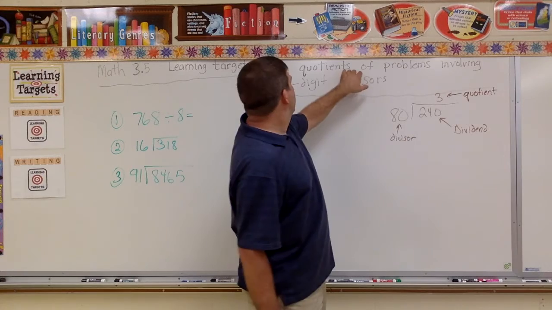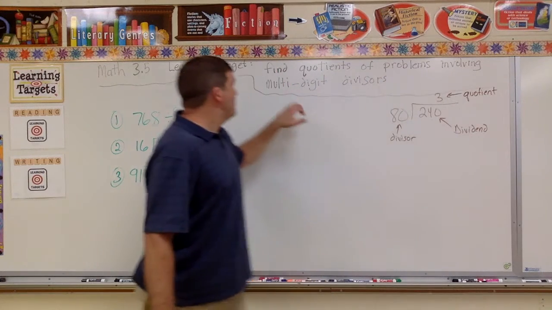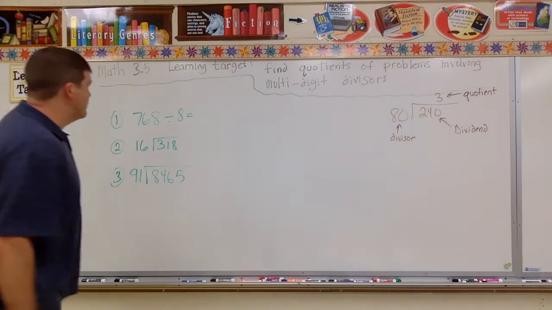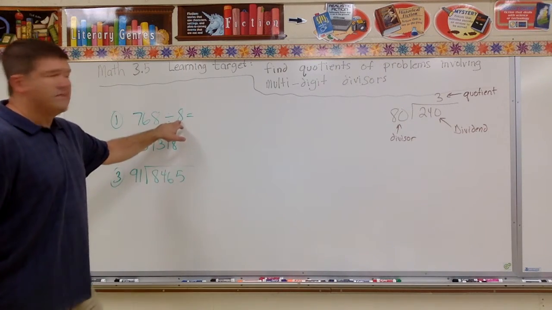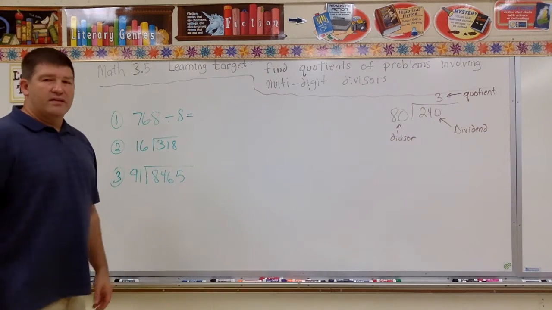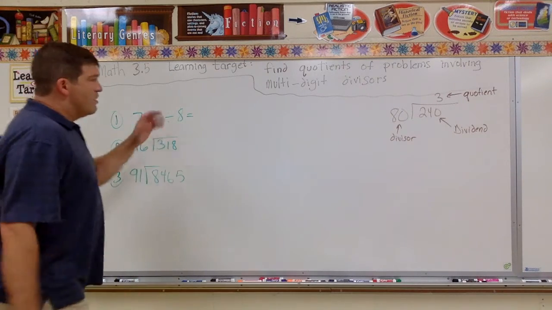All right. Find quotients of problems involving multi-digit divisors. Okay, so the divisor. This one actually has just a single-digit divisor, but that's going to be our warm-up. And then we have a couple that have multi-digit divisors. So here's what you got.